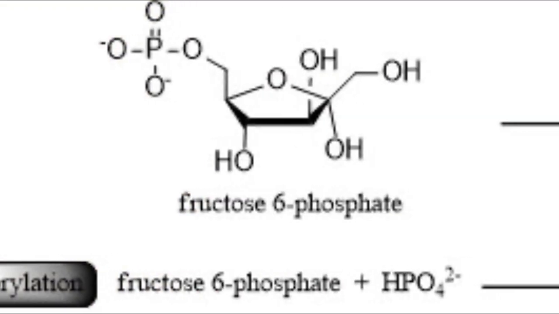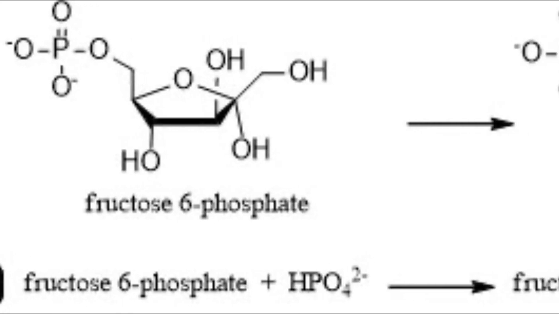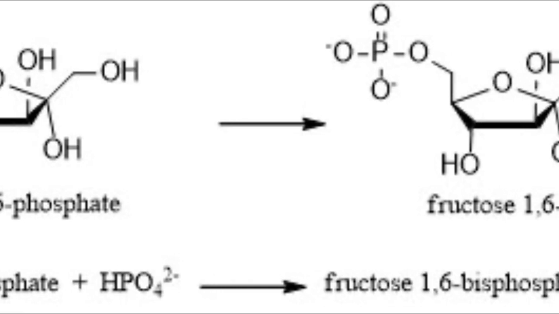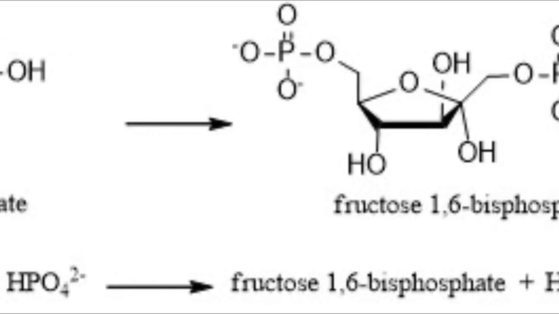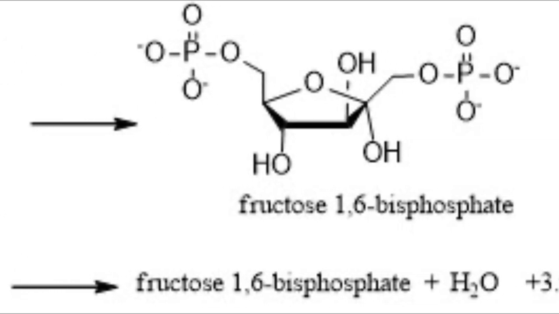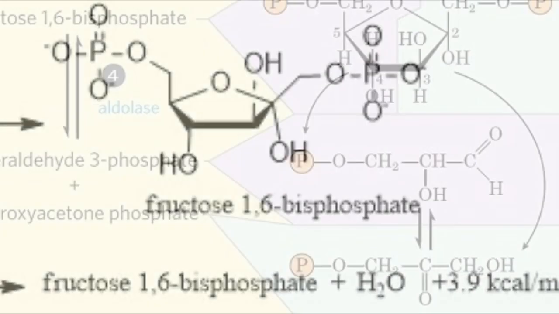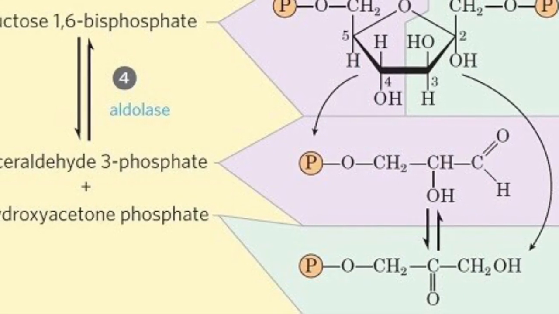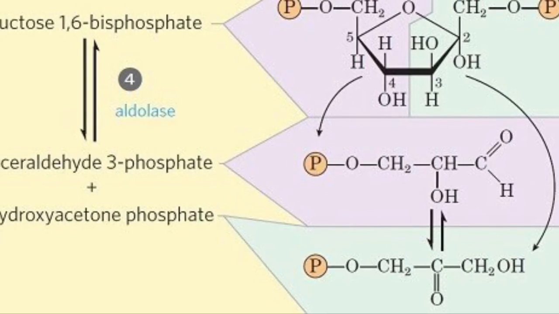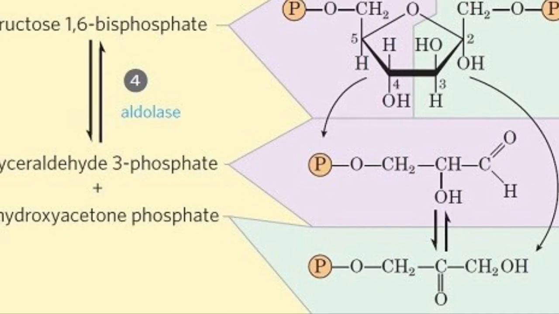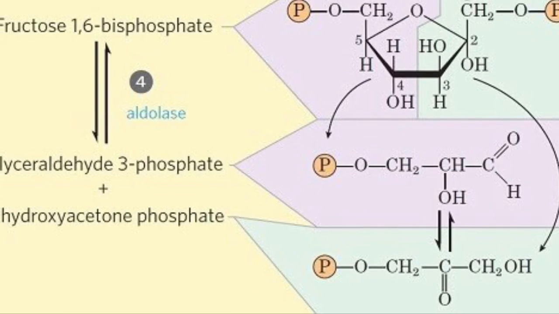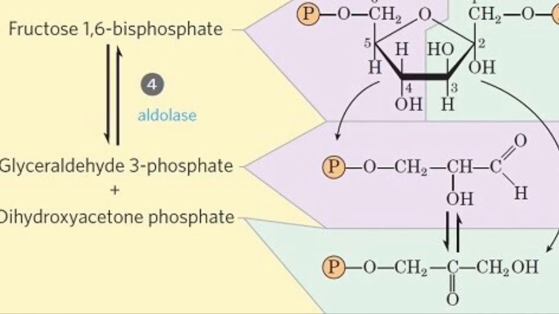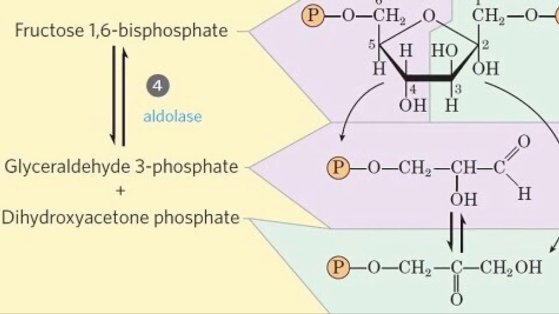The third step of glycolysis is the phosphorylation of fructose 6-phosphate. In this step, fructose 6-phosphate is converted into fructose-1,6-bisphosphate in the presence of the enzyme phosphofructokinase. The fourth step is the cleavage of fructose-1,6-bisphosphate. The enzyme fructose bisphosphate aldolase catalyzes the cleavage of fructose-1,6-bisphosphate between C3 and C4, resulting in 2 different triose phosphates.